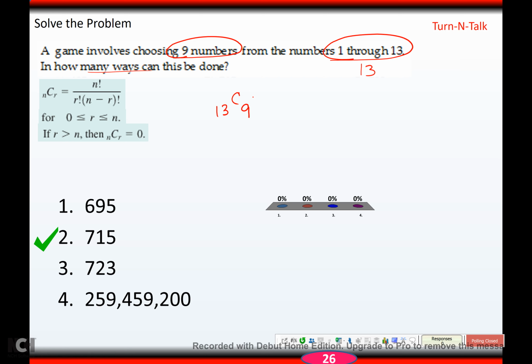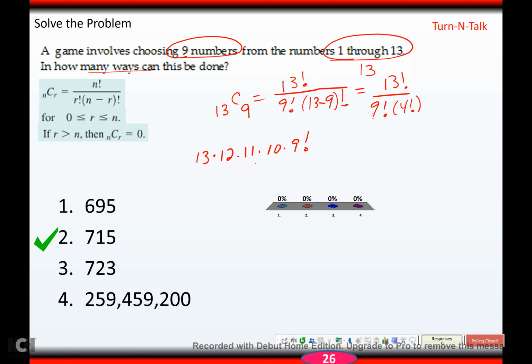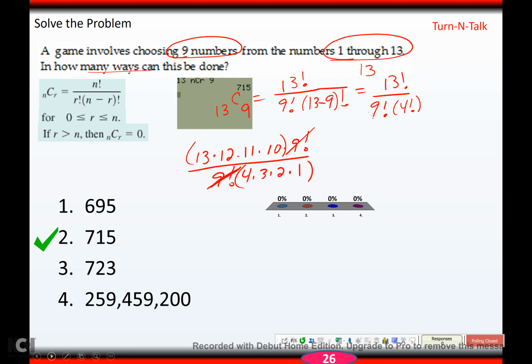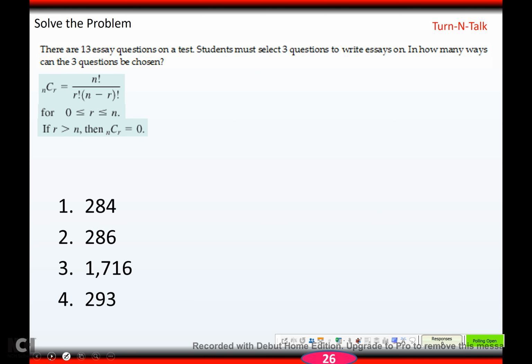Okay? So that would be 13 factorial over 9 factorial times 13 minus 9 factorial. That would be 13 factorial over 9 factorial times 4 factorial. And again, the biggest one on the bottom is a 9, so I'm going to have to go 13 times 12 times 11 times 10 times 9 factorial over 9 factorial times 4 times 3 times 2 times 1. The 9 factorials would cancel, and I would have this divided by this. And you could type it that way, or just type in the nCr, and you get the 715. Alright, you try this one, come back when you're ready.